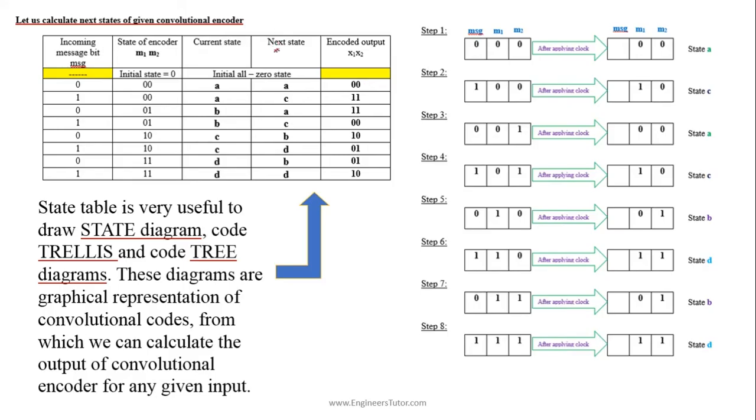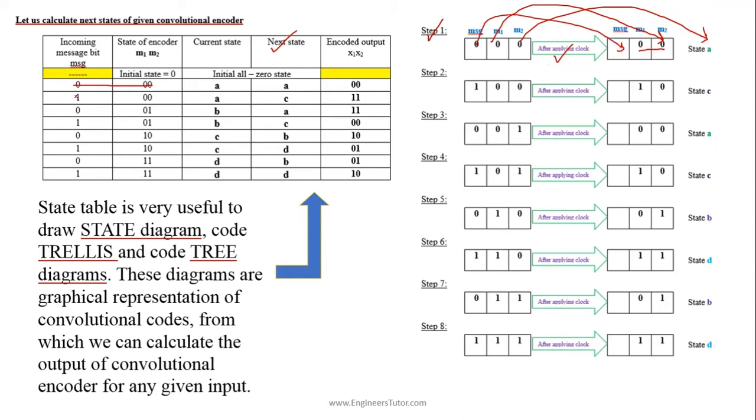Now let us calculate the next state of the given convolutional encoder. We know the initial state. Suppose in step 1 we take 0 0, the all 0 initial state. After we apply the clock pulse, because state changes after applying the clock pulse, we discard this and this will come here and this will come here. So it will become 0 0.